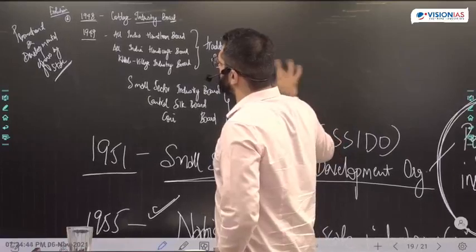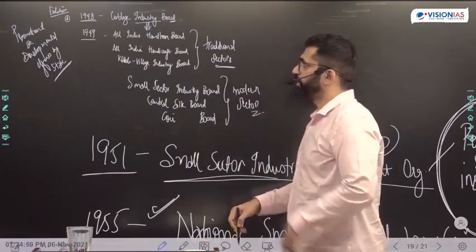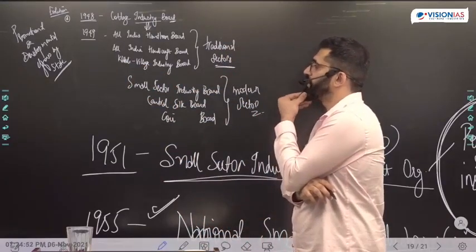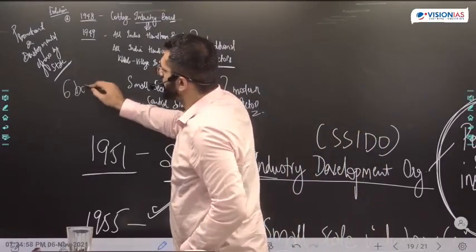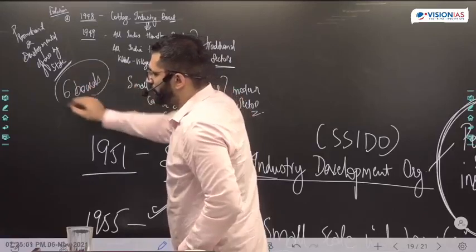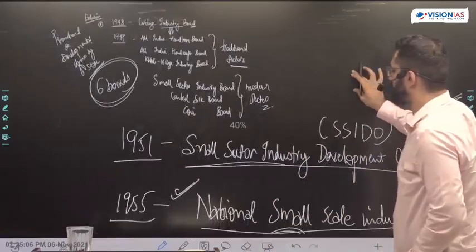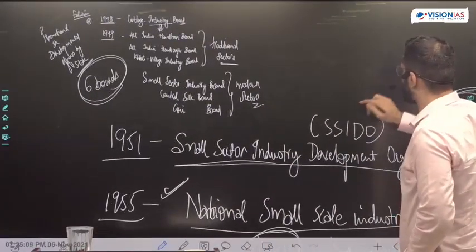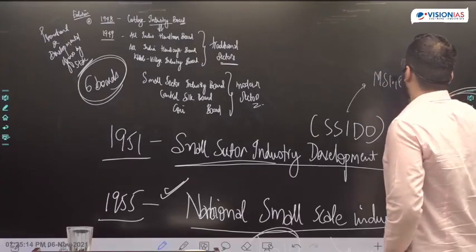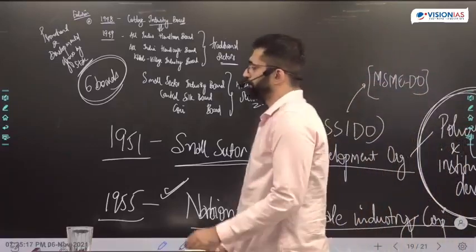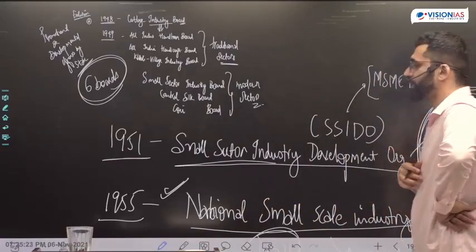1948, you had Cottage Industry Board, which was replaced by these boards in 1949. The All India Handloom Board, All India Handicraft, Khadi Village Industry Board for the traditional sector. 3 more. Total of 6 boards were made for development and promotion. In 1951 you had this policy body, the SSIDO, the Small Sector Industry Development Organization. This is now the MSMEDO. It has been renamed. So this is the first part. 1955 you had the National Small Scale Industry Corporation, the NSIC.